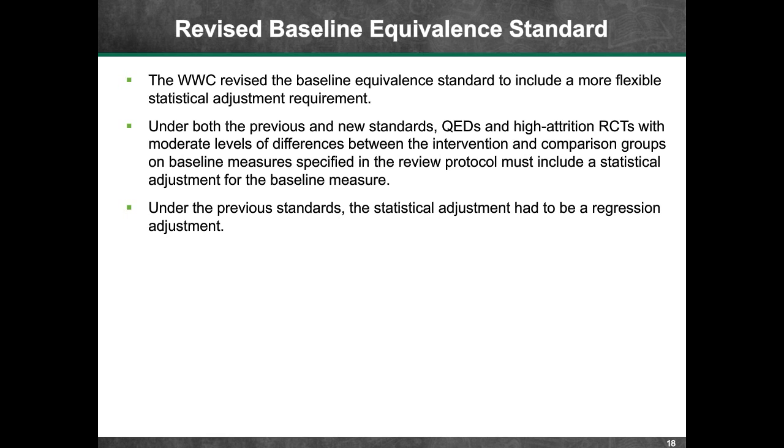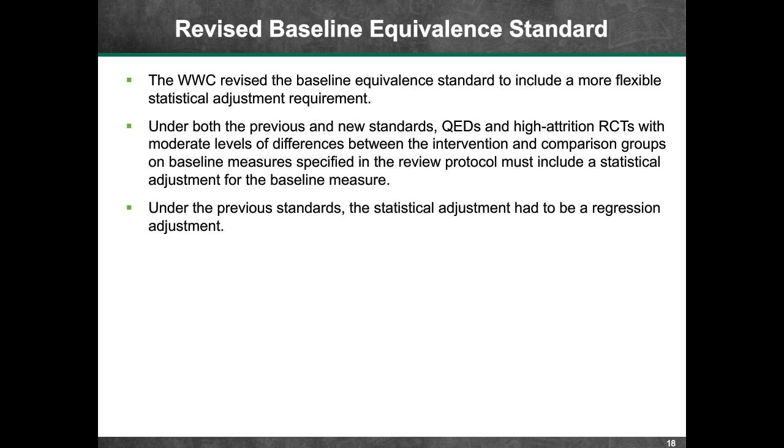To establish equivalence, the WWC examines the standardized mean difference between the intervention and comparison groups on measures specified in the protocol. For example, a study reviewed by the primary math team would need to demonstrate that the two groups were similar on a math achievement test at baseline. For WWC reviews, if that standardized mean difference was less than 0.05, the study met the requirement. If it was larger than 0.25, the study did not meet standards. For differences between 0.05 and 0.25, the WWC requires a statistical adjustment.